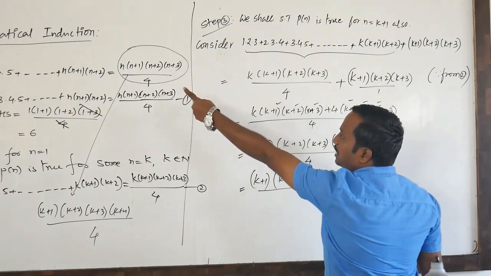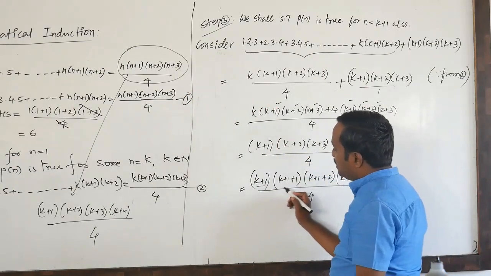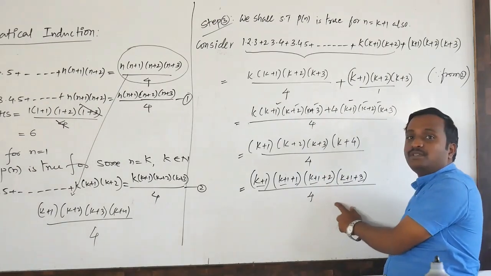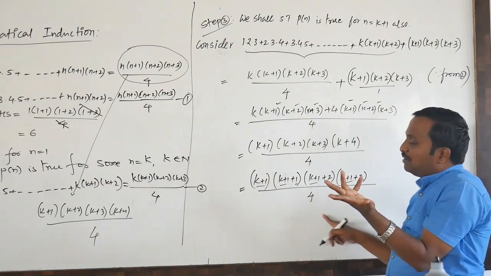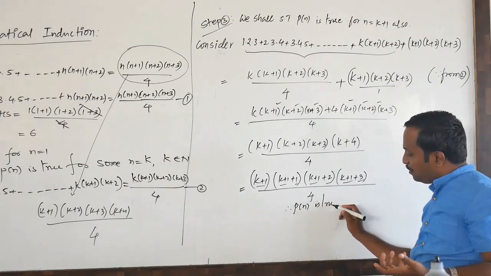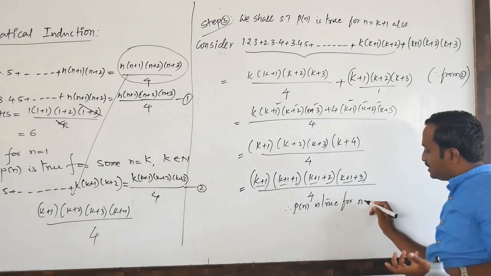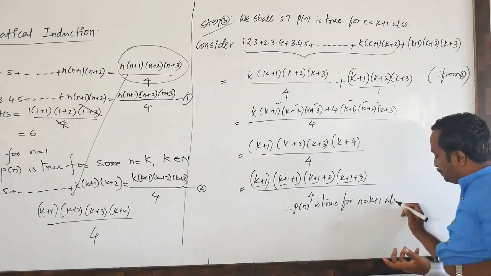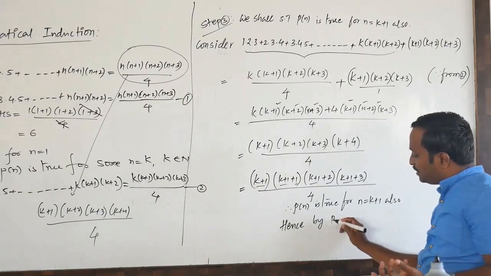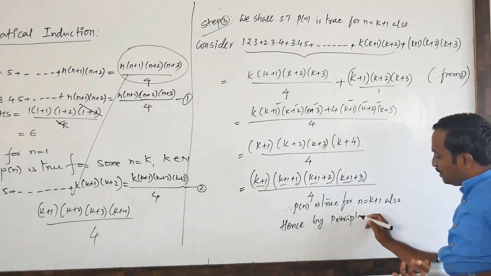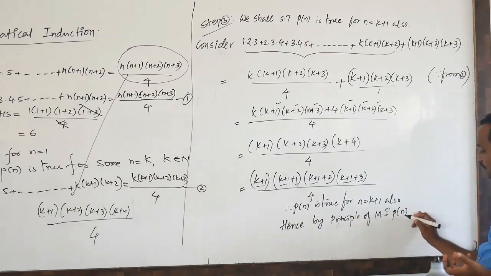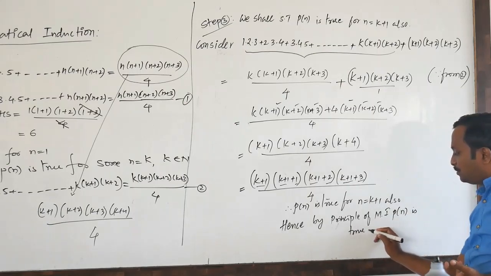So observe, here k plus 1 is the quantity. So n into n plus 1, n plus 2, n plus 3. So here n is the quantity k plus 1. So what is our conclusion? Therefore P of n is true for n is equal to k plus 1 also. Hence, by the principle of mathematical induction, P of n is true for all n.